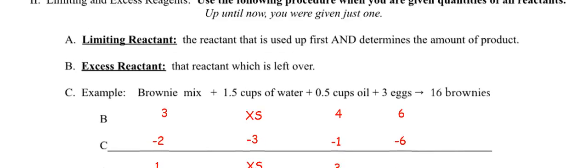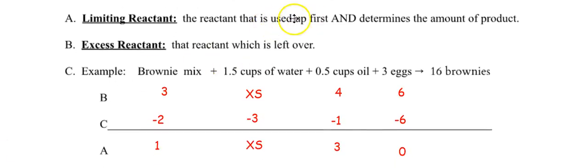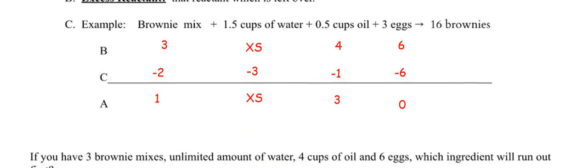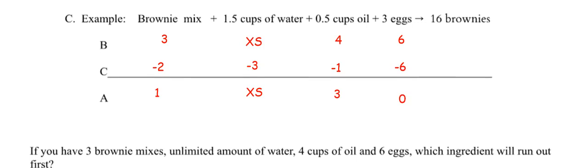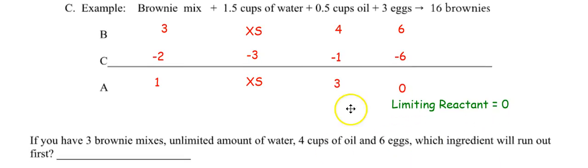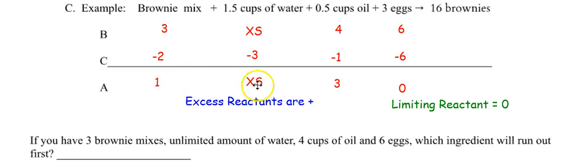The limiting reactant is that which is used up first. Look at these numbers. That which is used up first is my limiting reactant. I have 0 left when I'm done. What do you notice about the other reactants? They're all a positive number, a positive 1. Excess is positive. I have a positive 3. They're all positive. So if one of these is 0 and the rest of them are positive, you have found your limiting reactant and that which is excess, okay?